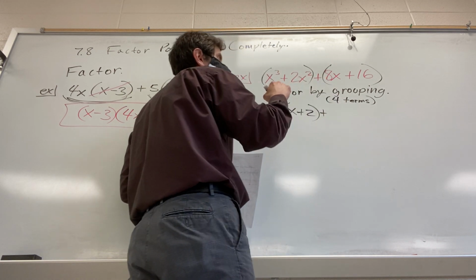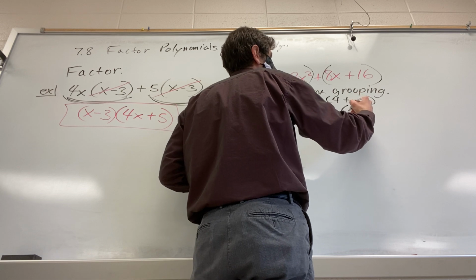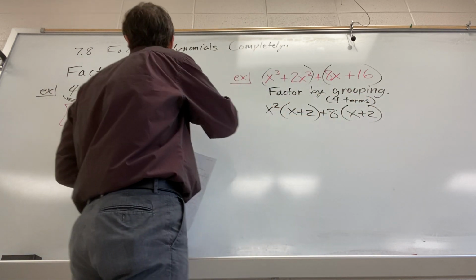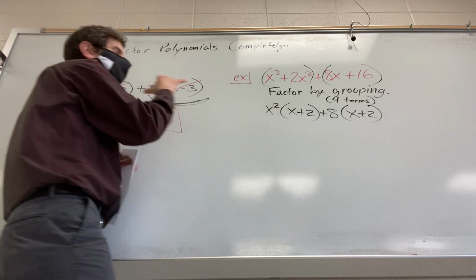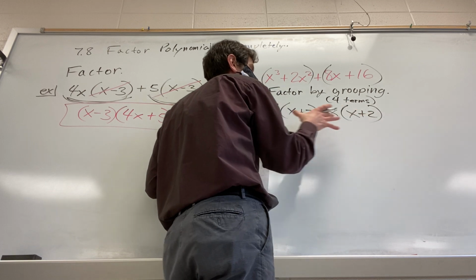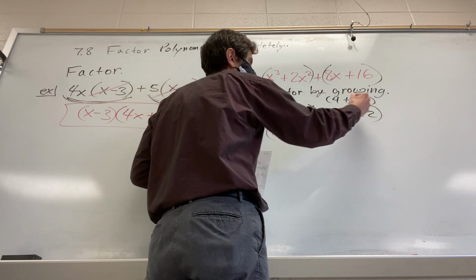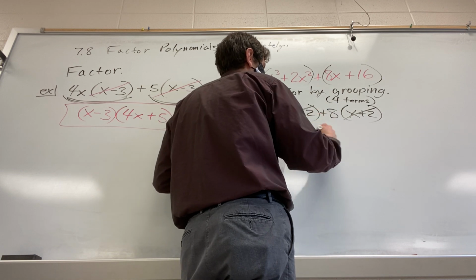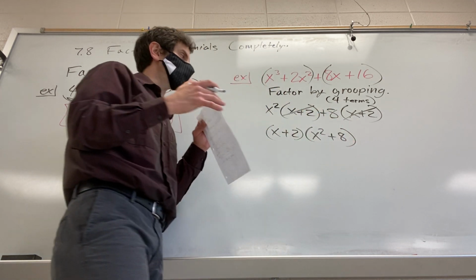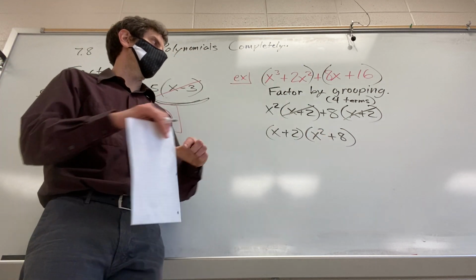Plus sign. What can we factor out here? 8, leaving behind x plus 2. Okay. Now we're back at this kind of thing, aren't we? What's our common binomial? X plus 2. Factor that out. What's left behind? X squared plus 8. Now be on your toes a little bit, because oftentimes when you do this it will end up being something else.